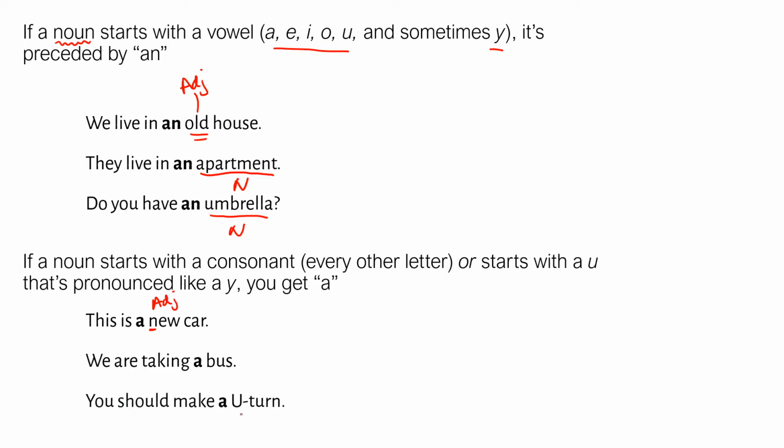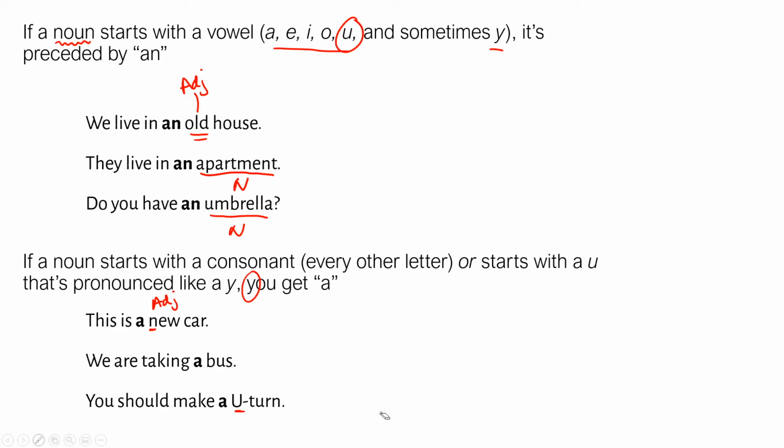You should make a U-turn. Now this is interesting because this is not U as in the vowel, but it sounds like a J or a Y as in U. So in IPA it will be U-turn, right? And this is a J sound, so that's why we get a.